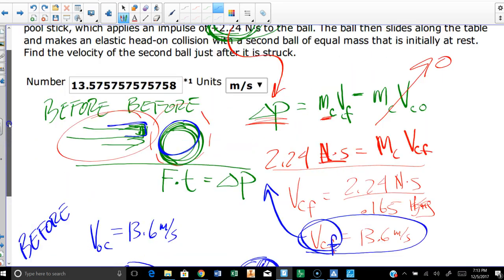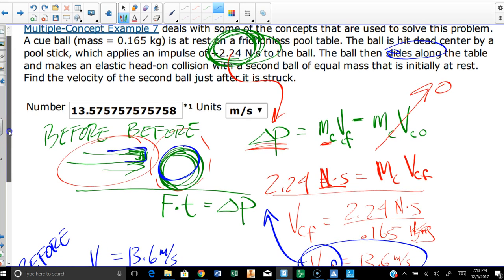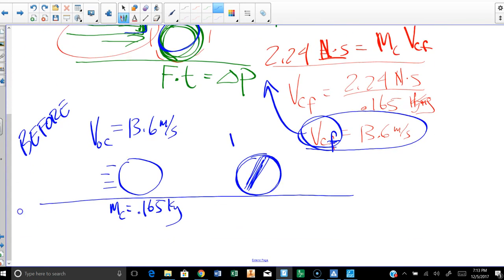Now let's see. I think it's about to hit a ball that is at rest. By the way, you notice they say slides along the table, which is possible if you hit it dead center. That's important because there's no rotational energy. We'll get to that in the next unit. And it makes an elastic head-on collision with a second ball of equal mass that is initially at rest. All right, so this one has an original velocity of, let's call this just B for ball, equals 0, starts at rest, and it has a mass that is equal to the mass of the cue ball.